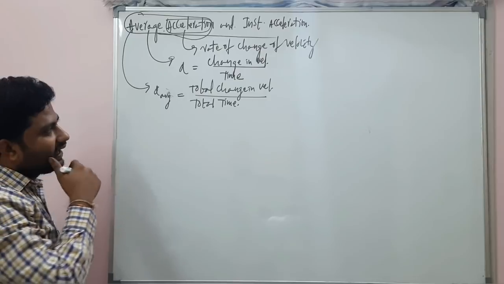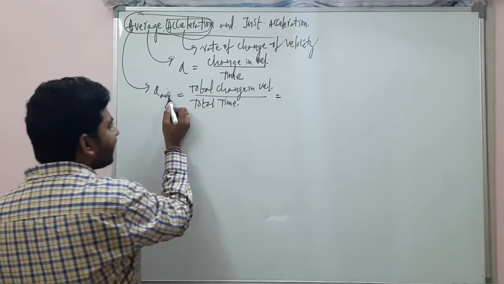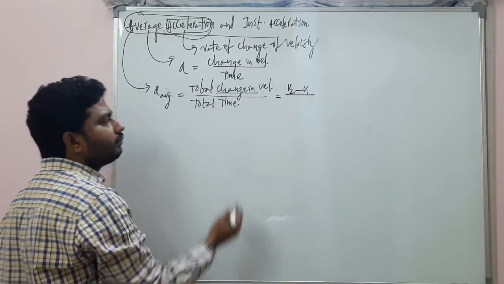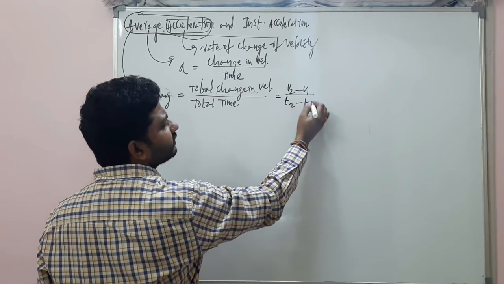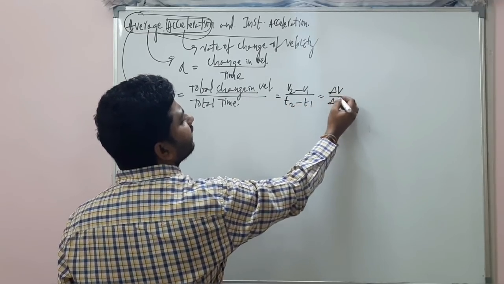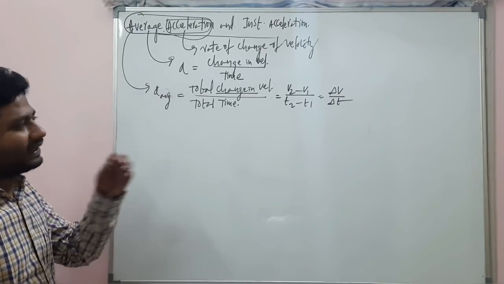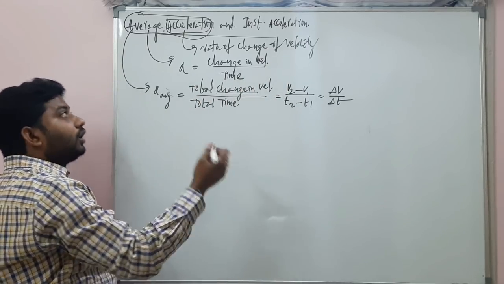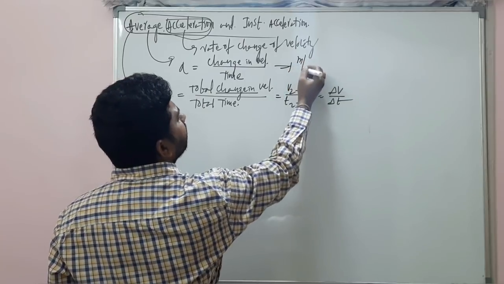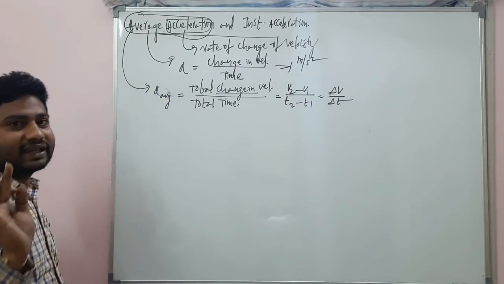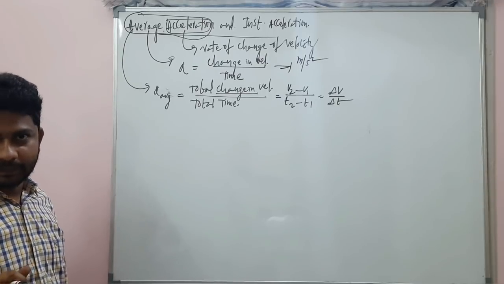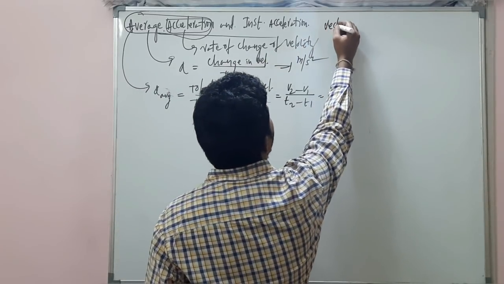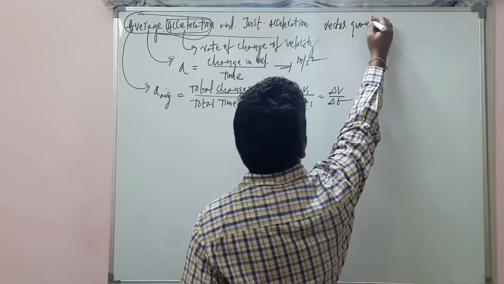Now carefully, this is the average acceleration. I can write it is total change in velocity, v2 minus v1, by total time, t2 minus t1, so that I can write delta v by delta t. Keep it like this. This average acceleration will have the SI unit meter per second square. And acceleration is a vector quantity which has both magnitude and direction.